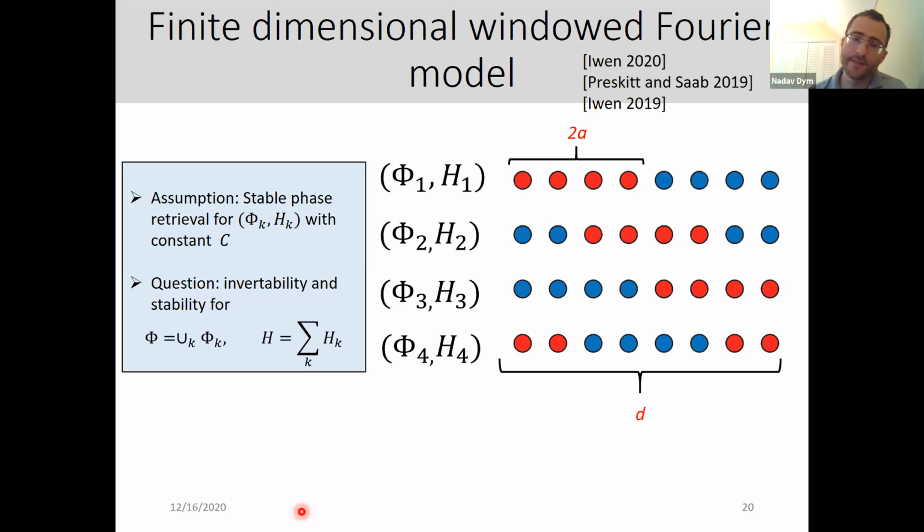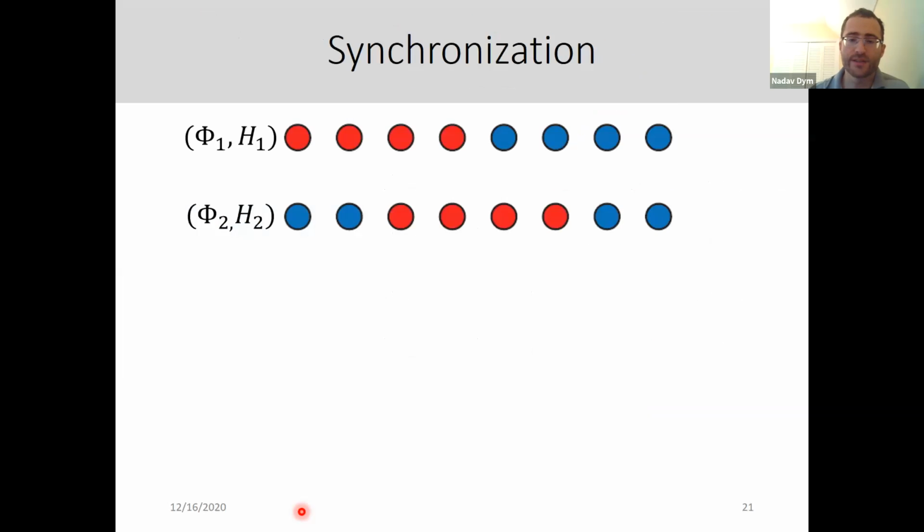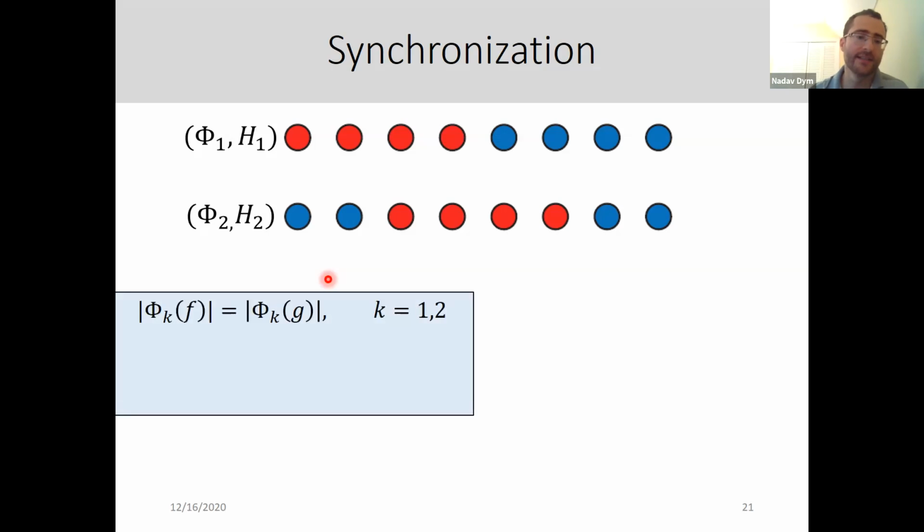Again, in this example at least. Once we build it in this way, this is basically reduced to a synchronization problem. So what does that mean? We already know that we have phase retrieval perfectly on phi1, on H1 and on H2, for example. In other words, this means that if I have two signals f and g, and I know that the magnitude of phi1 of f is the same as phi1 of g, or the magnitude of phi2 of f is the same as phi2 of g, this means that if I project f onto the first space or the second space, it will be the same as g up to a phase factor.